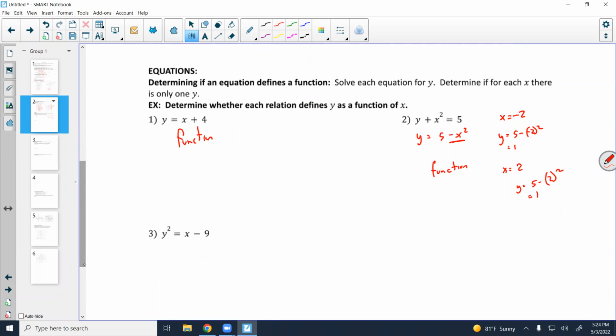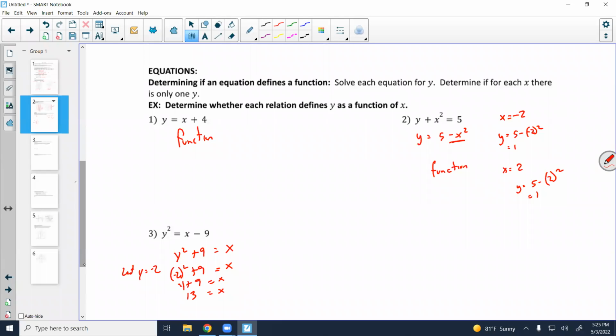So what about here? Let's just try. Let's do this way. It says to solve for y. What if we do this? Y squared plus 9 equals x. And what if I let y equal -2? I get -2 squared plus 9 equals x. I get 4 plus 9 equals x. I get x equals 13.